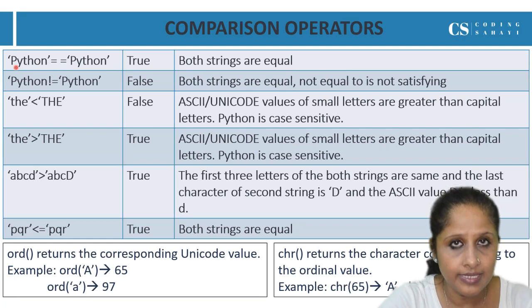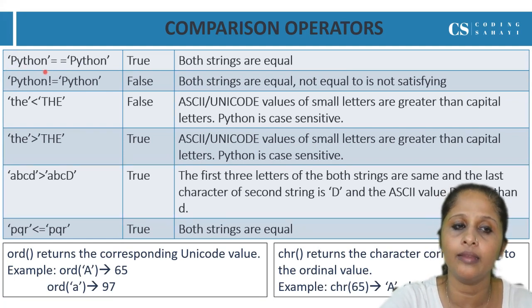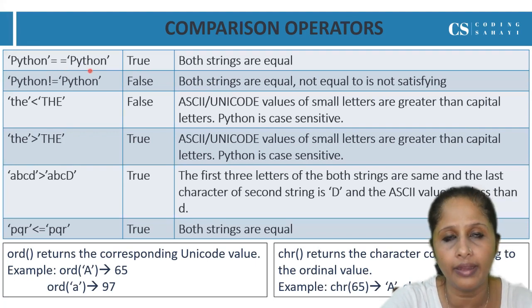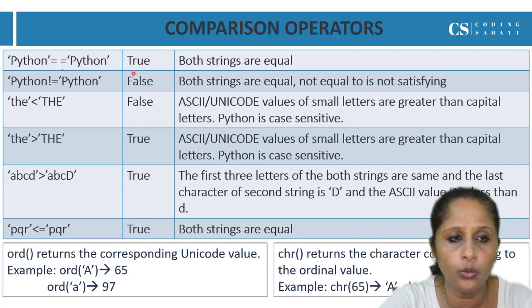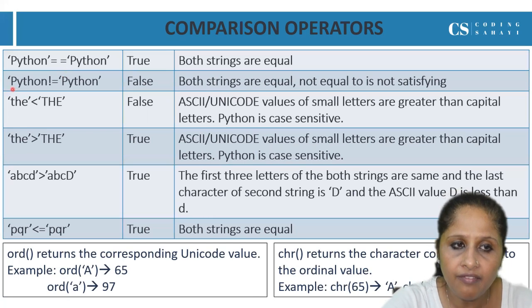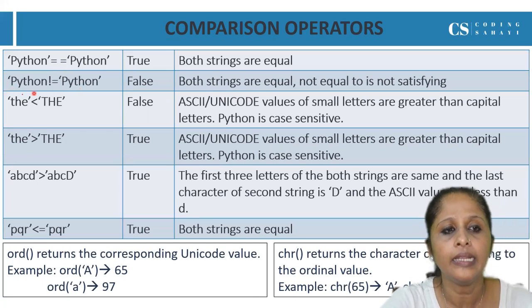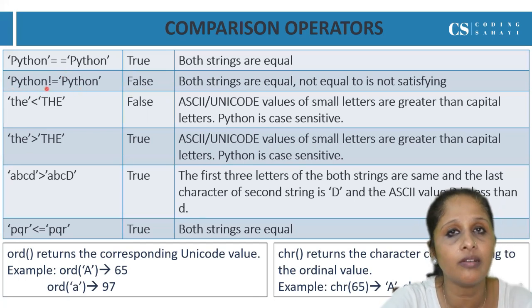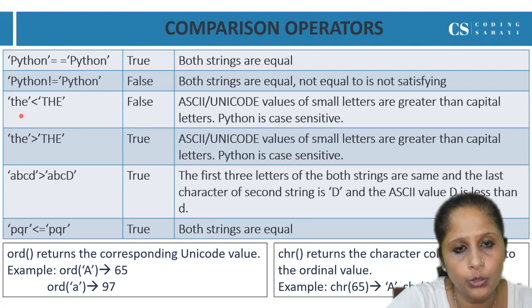Here you know Python is a case sensitive language. If all the letters on the left side of double equal to and the right side of double equal to are the same, then we can say it is true, both strings are equal. If one of these letters is different, then it will give false. In the same way, "Python" not equal to "Python" is false, because both strings are equal, so the not equal condition is not satisfied.